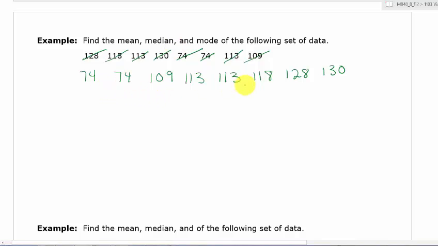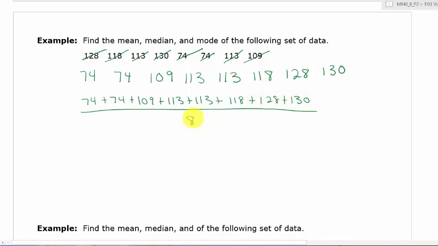So we want to add all of these up, and there are 1, 2, 3, 4, 5, 6, 7, 8 data values. So we're going to add those up and divide by 8. So you could go ahead and do this along with me.